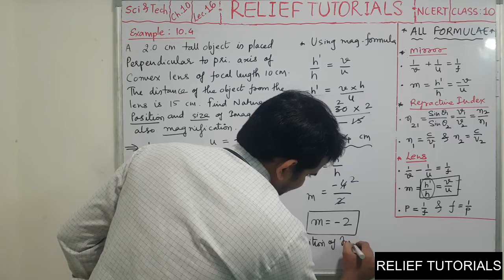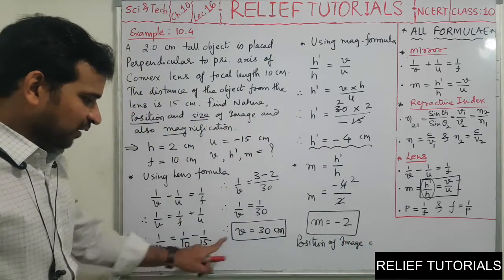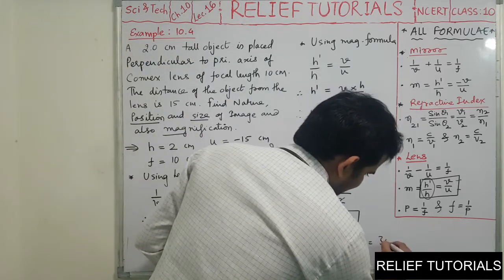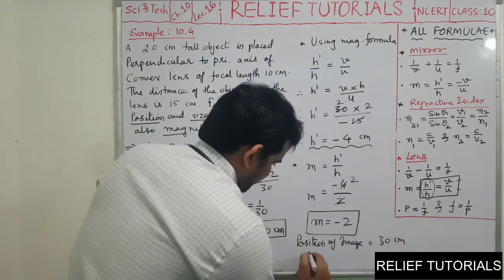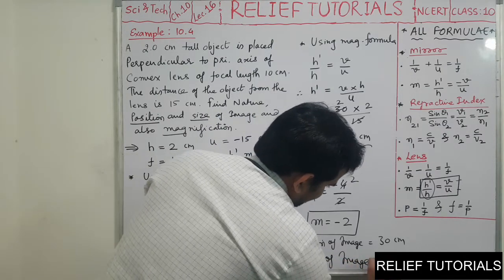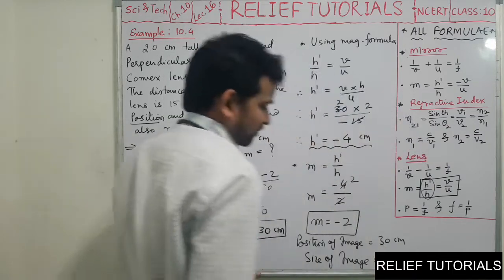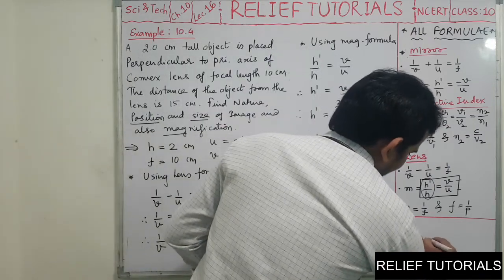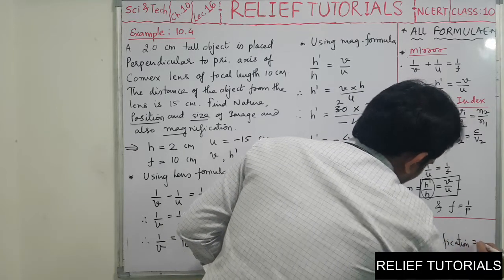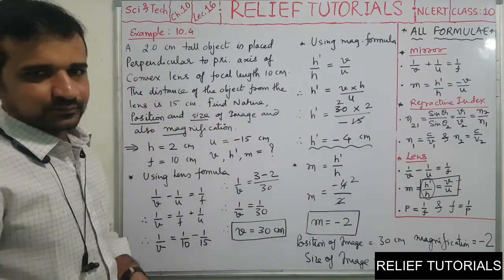Position of image can be described with the help of image distance, and that is 30 centimeter. So what we can write? 30 centimeter. Size of image means height of image is given as minus 4, so we can write simply minus 4 centimeter. And magnification is we found as minus 2. Complete answer.